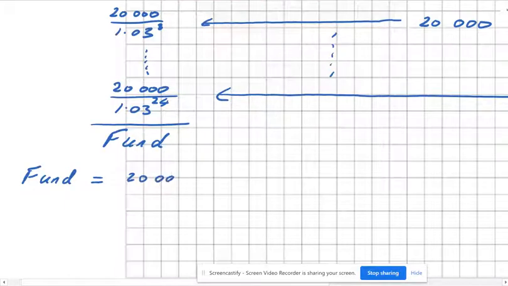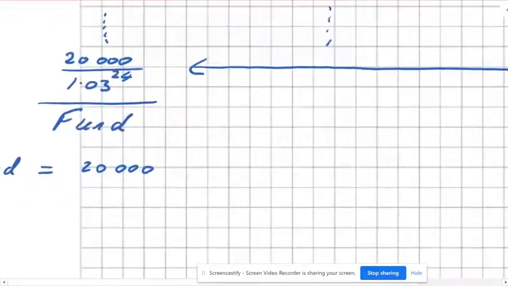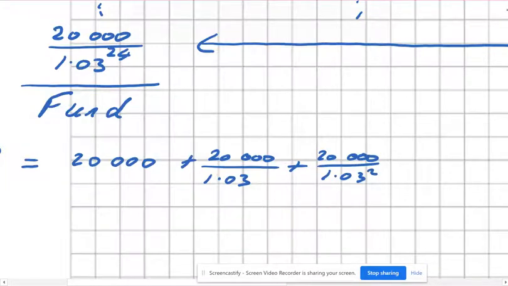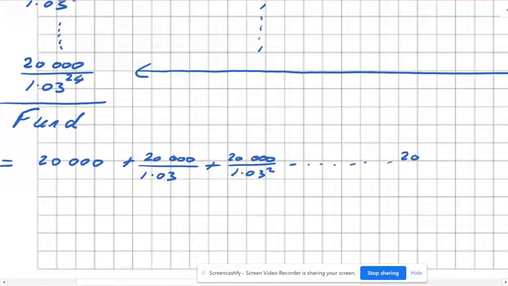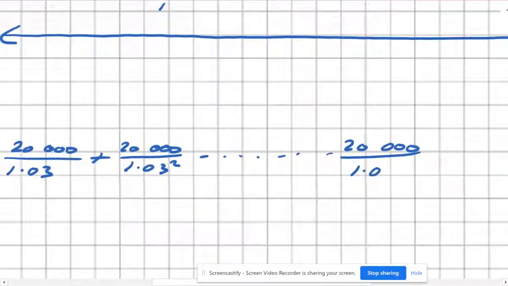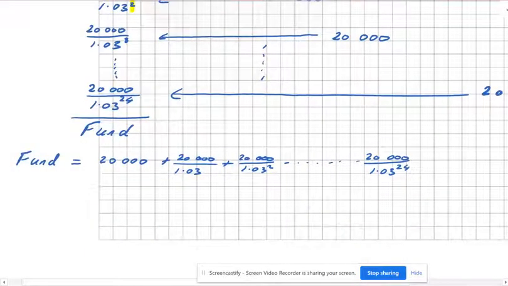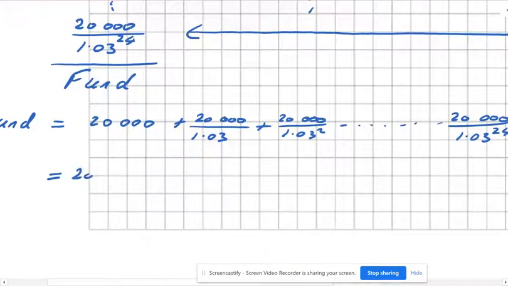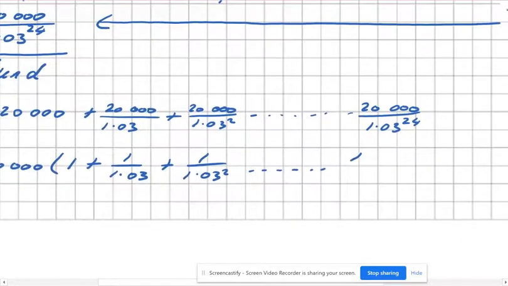20,000 was the first payment. And then if you look back, it was 20,000 over 1.03. The next one was 20,000 over 1.03 squared, etc., all the way up to 20,000 over 1.03 to the power of 24. To calculate that fund, we can simplify life for ourselves. We can take out the 20,000. That's a common factor for all those terms. So it's 20,000 into 1 plus, now if you take out the 20,000 from the fraction, there's a 1 left above the line. So it's 1 over 1.03 plus 1 over 1.03 squared, all the way up to 1 over 1.03 to the power of 24.